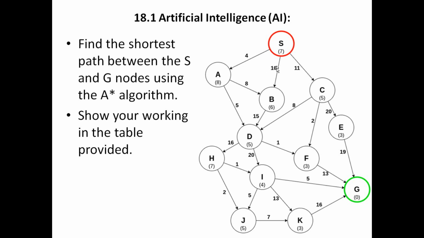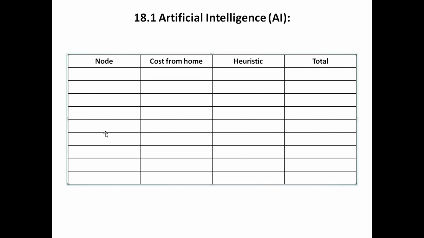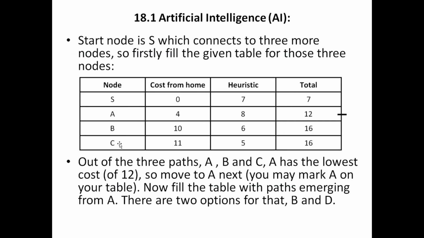For B it will be 10. If it's easier for you, you can consider this as the distance as well, although we usually prefer to use the term cost. For C it will be 11. So what we will do, we will solve it like this.